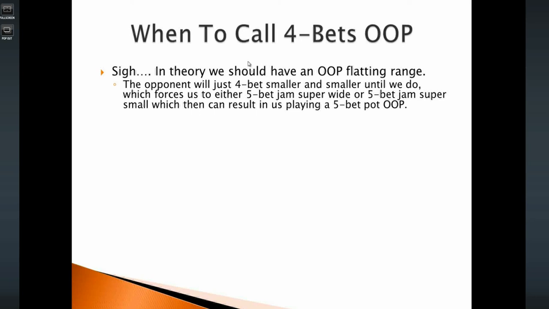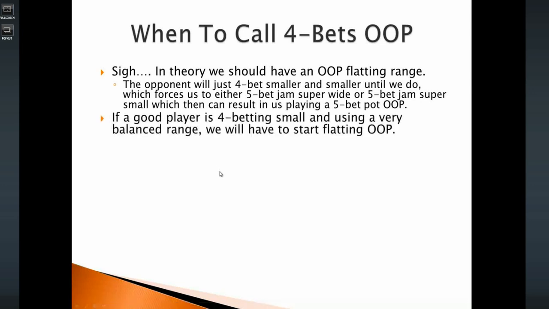So basically, there's not really a way around having a flatting range against 3-bets and 4-bets when you're out of position. If you don't, your opponent will just make his sizing really, really small, and then if you decide to 4-bet or 5-bet, they get an option to flat, or they get an option to go all in. They'd probably only go all in if you 5-bet, but in which case you've now invested even more money, so if you fold, you've lost a bigger pot. If a good player is 4-betting small and using a very balanced range, we will have to start flatting out of position. I pretty much just said that.